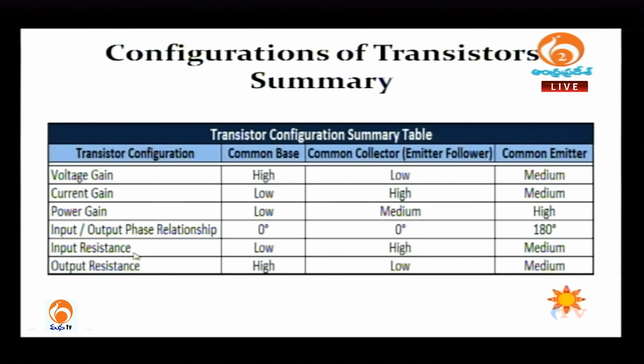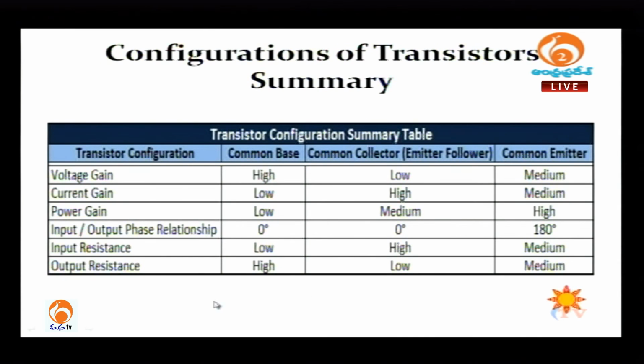Now, regarding input impedance, the common base configuration has a low input impedance, whereas the common collector configuration has a high input impedance. In common base, this is due to the fact that the emitter base junction is forward biased and it happens to be at the input. In common collector, the collector base junction is at the input, and it is reverse biased. In reverse bias, we have a high input impedance. Now, in the case of common emitter configuration, the input impedance is medium, right.